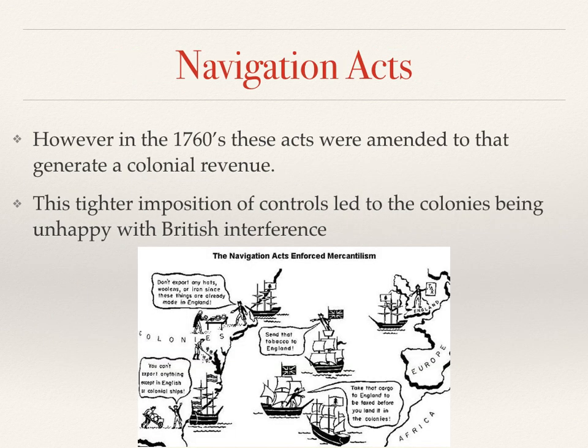However, in the 1760s, the acts were changed or amended, and now the purpose of them was not just to regulate the trade; it was to actually make money from the colonies, so that Britain wouldn't have to finance everything. So they wanted to generate revenue, and this tighter imposition of the controls led to the colonies being very unhappy with British interference. And this is really the first thing we can look at that's going to cause problems for the British in the colonies.